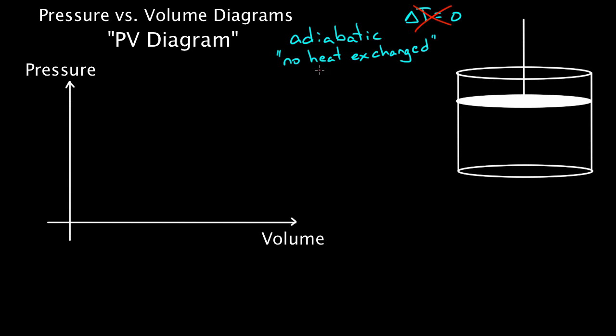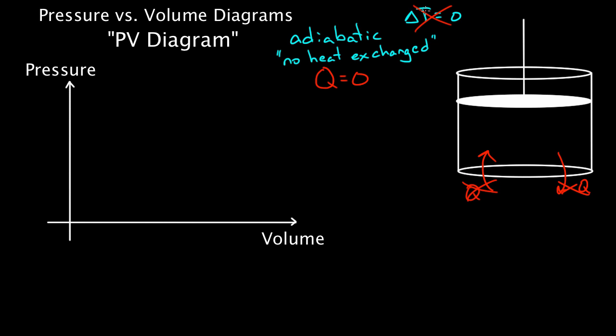No heat exchanged means that Q, our letter that we use to represent the heat, is 0. It means that no heat is allowed into the gas. No heat is allowed to flow out of the gas. These do not happen for an adiabatic process. And that does not mean that the temperature can't change. The temperature can change here because the piston can do work or the work can be done by the gas, but no heat can flow in or out.